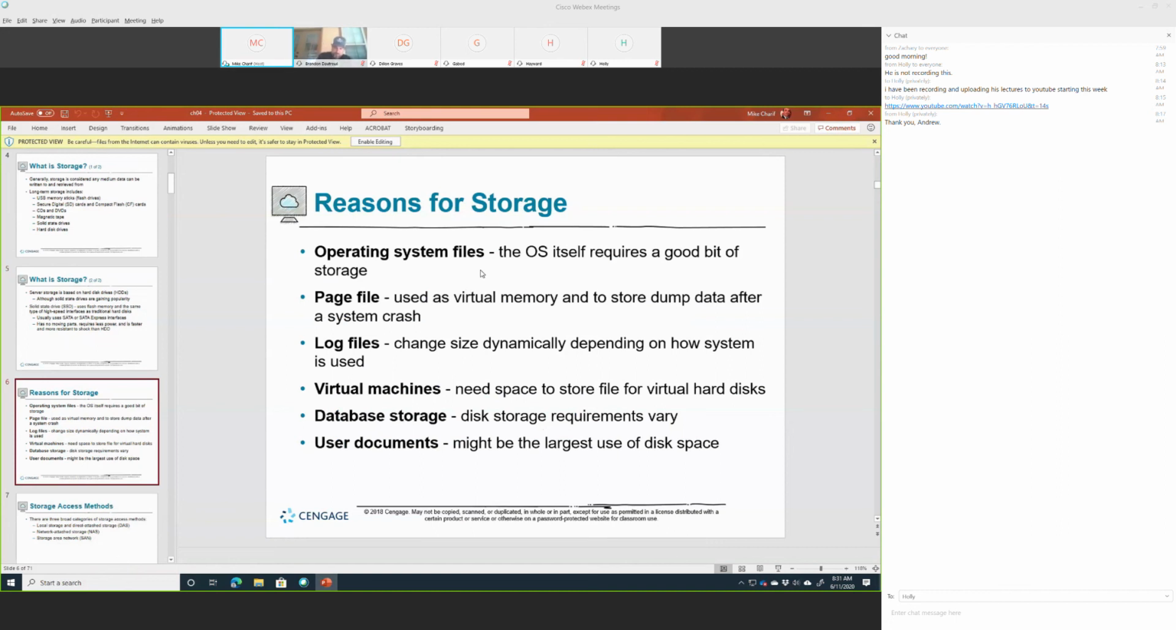Of course, you have database storage. The storage requirements vary. How are you going to determine how much storage you need for the database? Can you pre-estimate it? What do y'all think? First of all, what's a database? Consists of what? What makes a database?